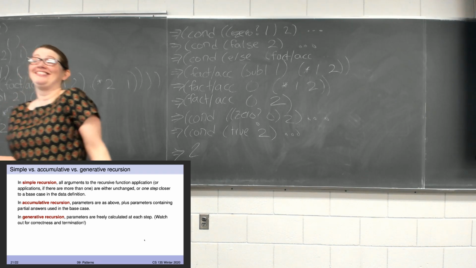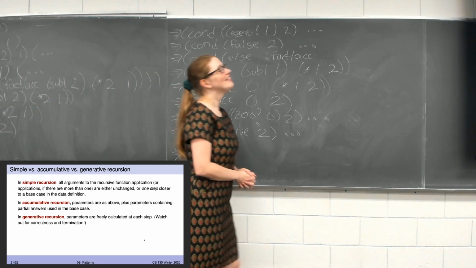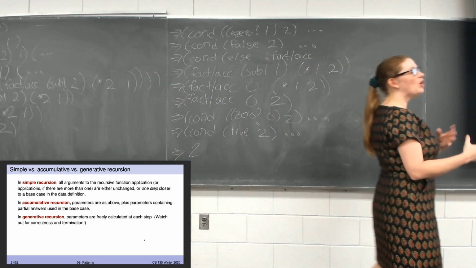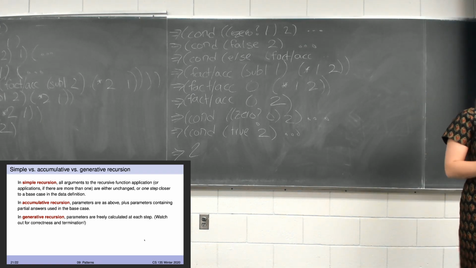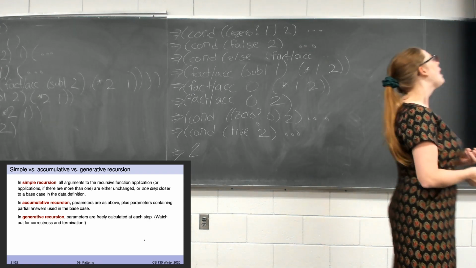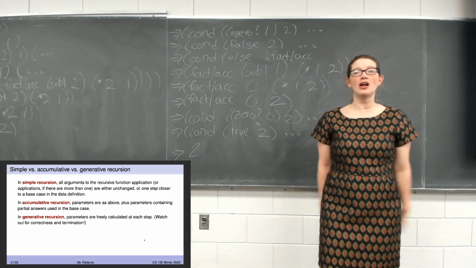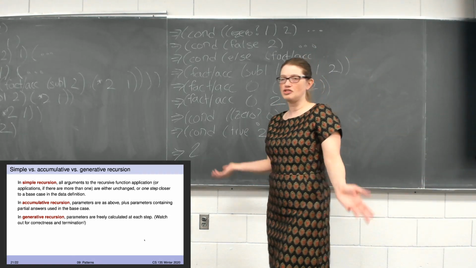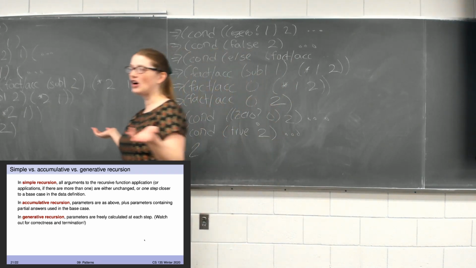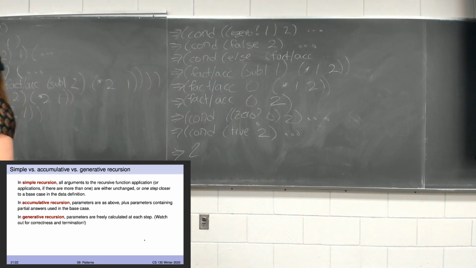just recursion. All right. So cumulative recursion, again, we've got that extra parameter that does change, but it's just our result so far. And then generative recursion is that all parameters, there can be as many as you want, and they're calculated however you want with each step. It's a free-for-all, which is why it tends to be a bit messy.